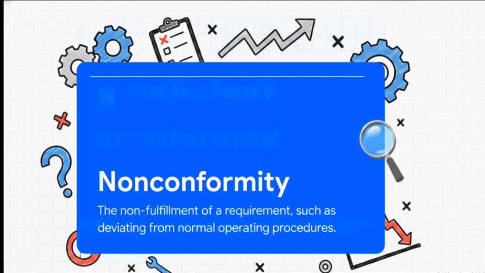Now, to really tackle these failures, we need to align our language with the ISO 9000 standard. Specifically, we need to talk about the term non-conformity. And really, it's just exactly what it sounds like, the non-fulfillment of a requirement. That could be a bad production batch, or maybe a deviation from standard procedures. Basically, it's our universal trigger letting us know that, hey, a system has failed to perform the way we intended.